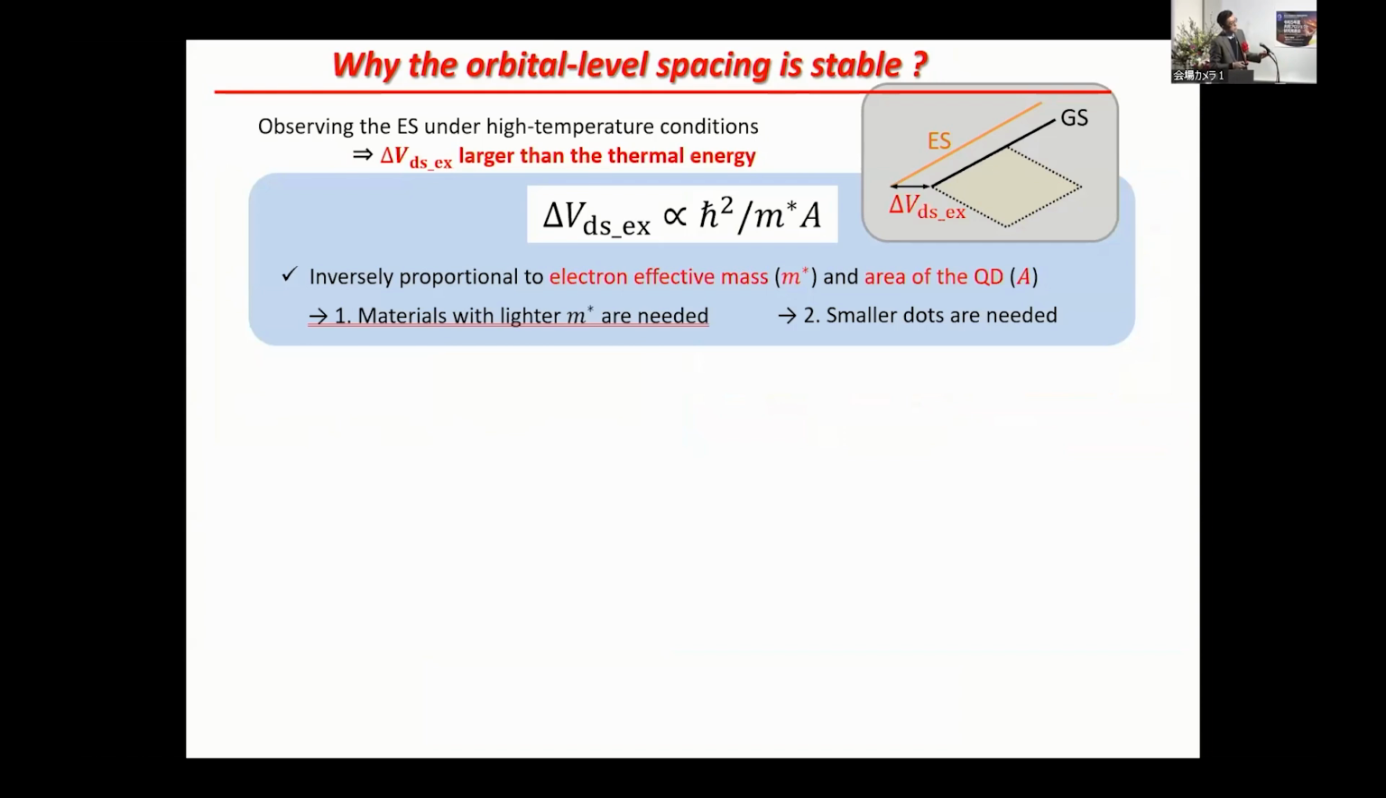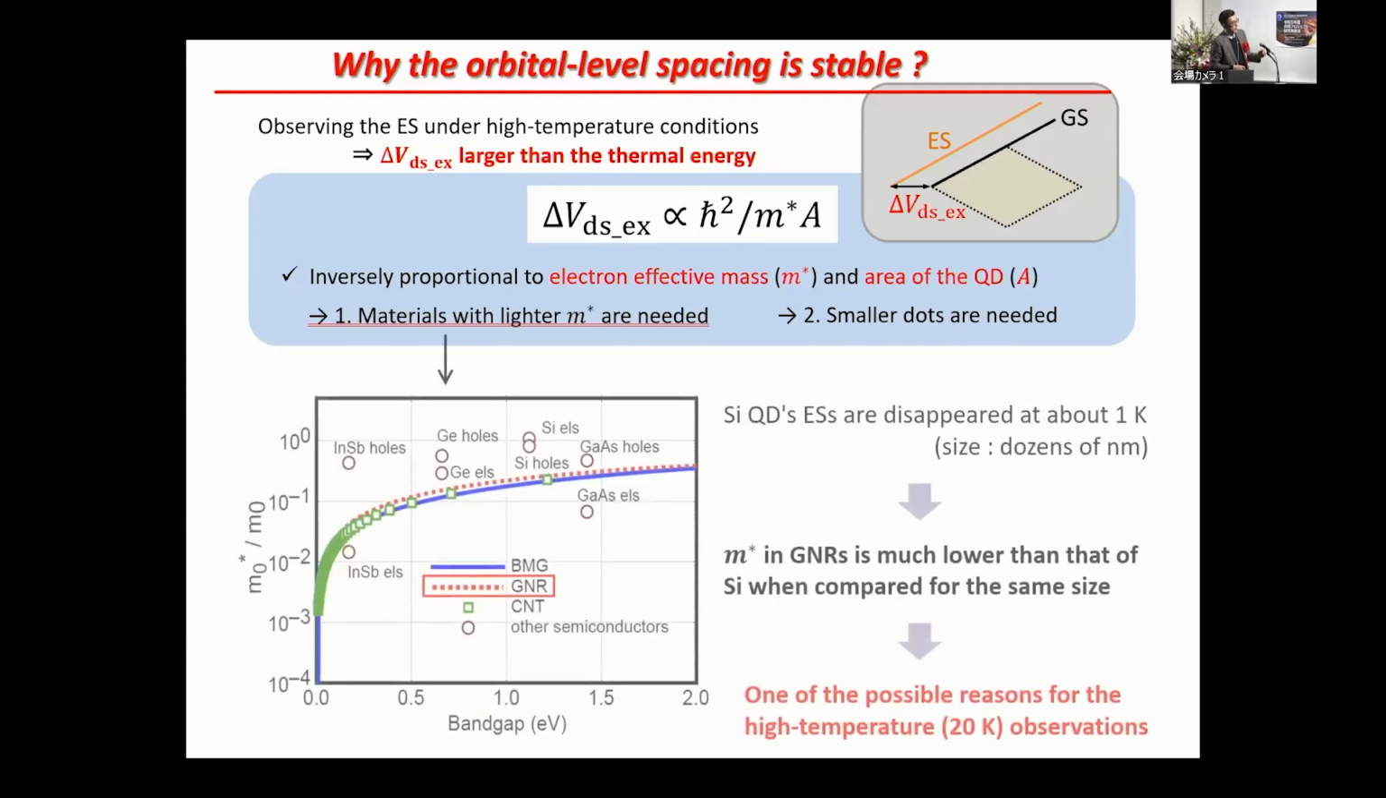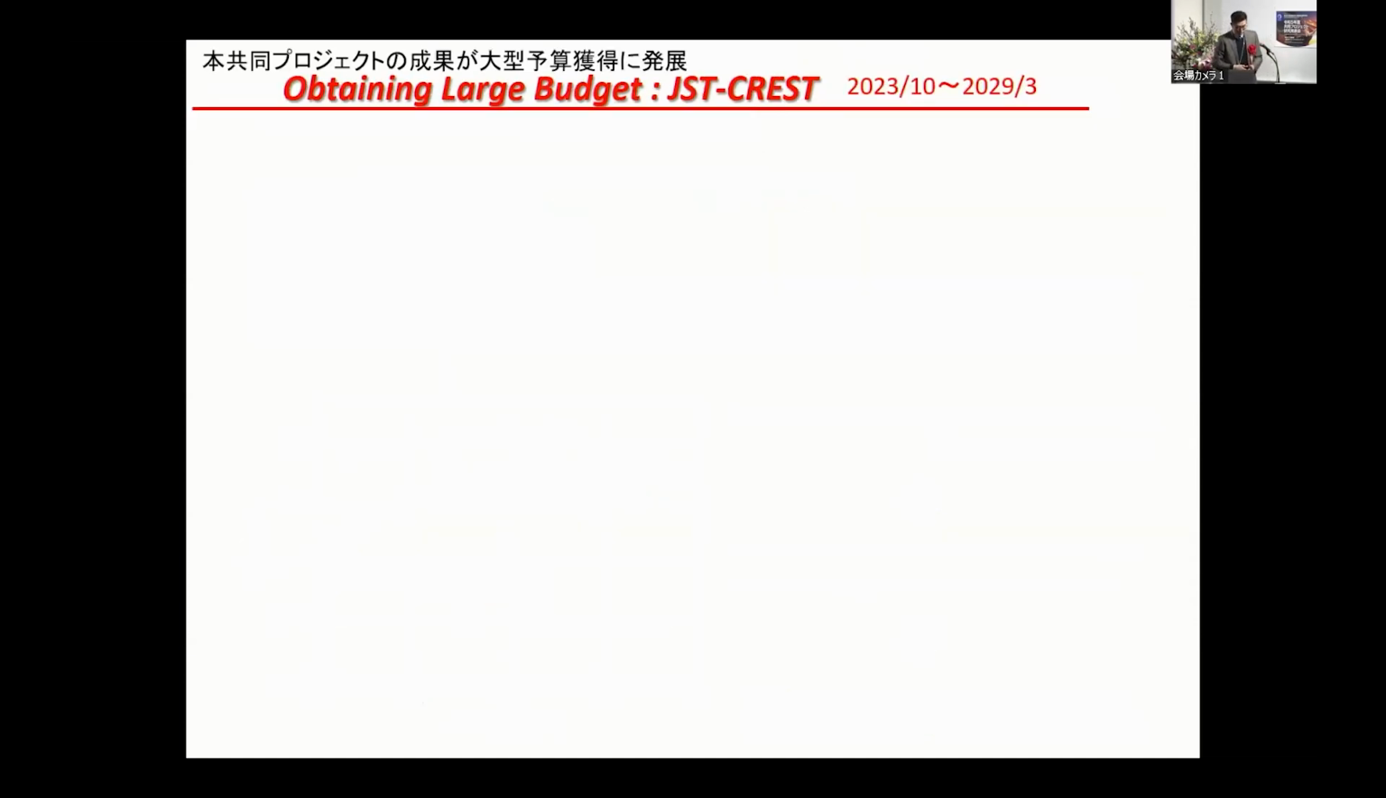The energy between the ground state and excited states can be expressed with this formula. And the important part here is the electron effective mass. Here is the calculated data of the electron effective mass: the blue and red lines are graphene nanoribbon, and the silicon is here. So this M star is always smaller than that of silicon. That's why the smaller M star in the graphene-based quantum dot should be the critical reason for such temperature stability. Okay, so just the final slide.